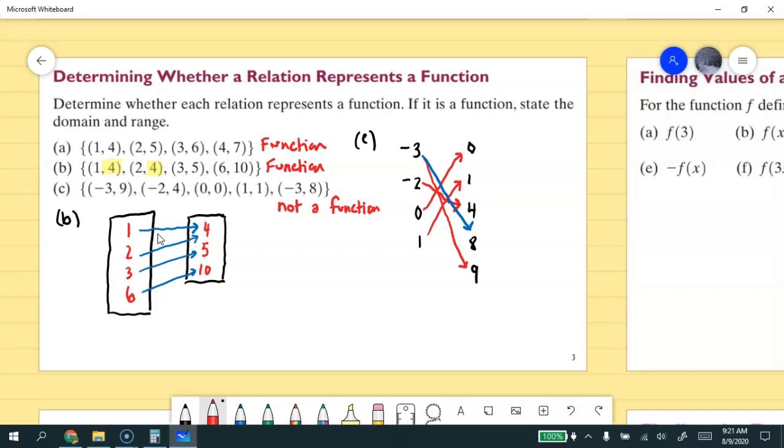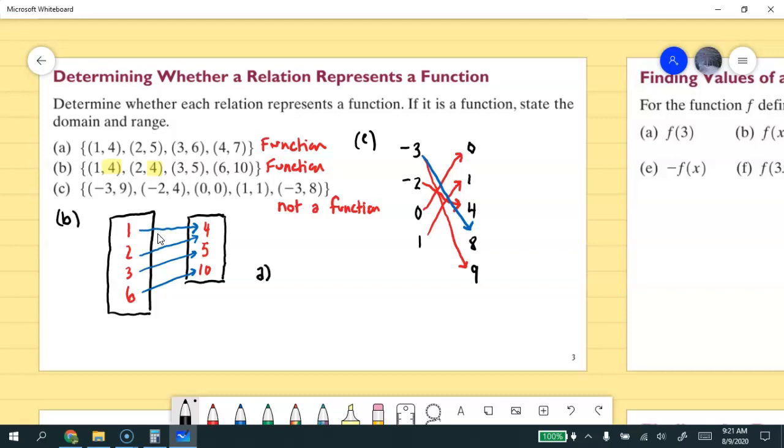So that's how we tell if something is a function or if it's not a function. That's it. Now, because letter A and letter B are functions, how do you exactly write their domain and range? So here goes.